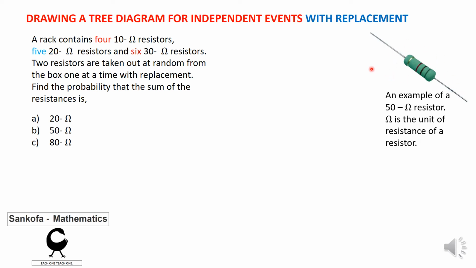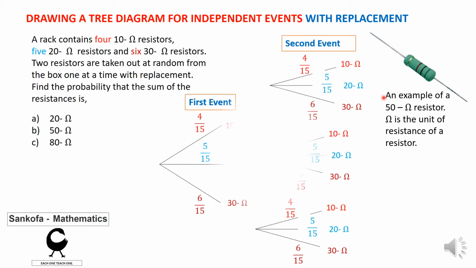So our tree diagram will really just be very simple. The first event: you have got your 4 over 15, that 15 comes from 4 plus 5 plus 6, which gives you 15. Remember, if you add here, you should get 1. That's 4 over 15 plus 5 over 15 plus 6 over 15, which should give you 1. Then the second event, you can take note that everything stays the same. The denominator doesn't change because it's not like you are taking the thing out and not replacing. So basically, this is just the duplication of the first event and then the second event.